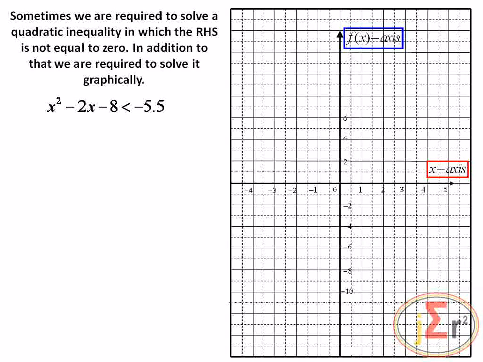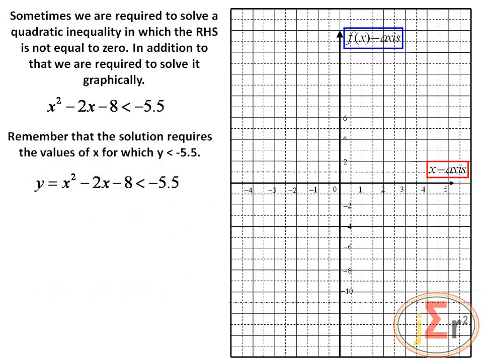Sometimes we are required to solve a quadratic inequality in which the right-hand side is not equal to 0. In addition to that, we are required to solve it graphically. So we are solving it graphically, and the right-hand side is not equal to 0. In that particular case, the right-hand side is equal to -5.5. Remember that the solution requires the values of x for which y is less than -5.5. What do we mean when we say less than -5.5?